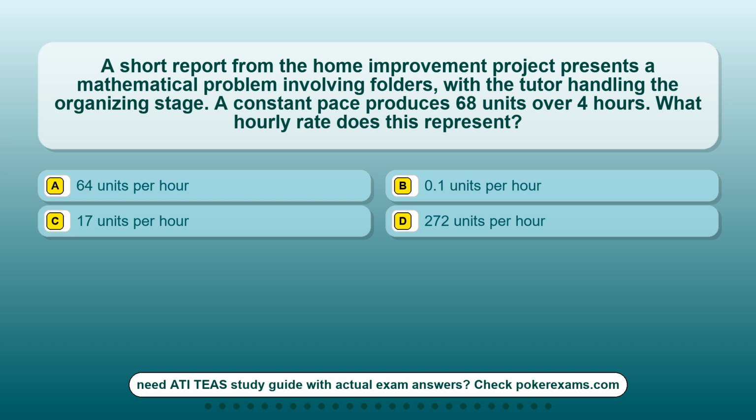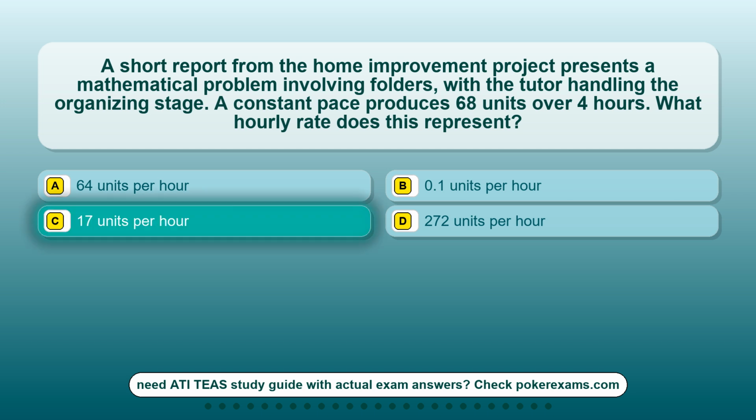A constant pace produces 68 units over 4 hours. What hourly rate does this represent? Option A, 64 units per hour. Option B, 0.1 units per hour. Option C, 17 units per hour. Option D, 272 units per hour. The correct answer is option C, 17 units per hour.